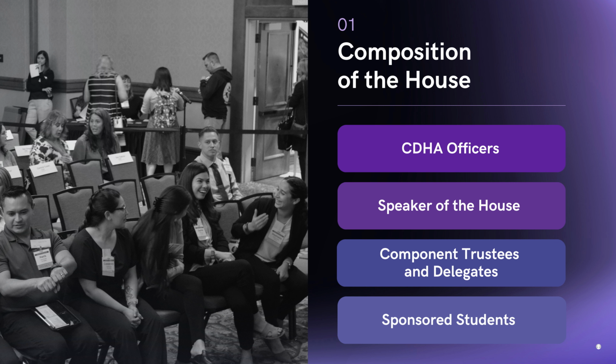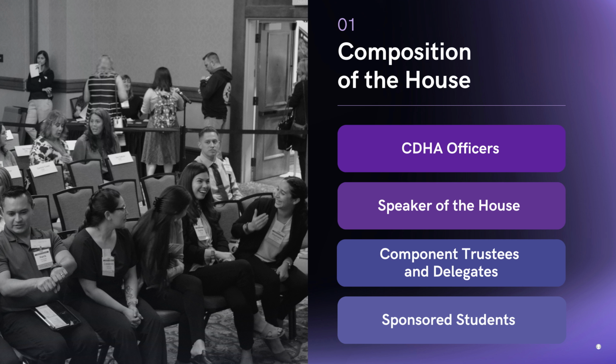Each of CDHA's components is assigned a certain number of delegates. This number is based on the percentage of membership in the component as compared to the total CDHA membership. The delegate count is determined by the Speaker of the House in conjunction with the management company. The trustee attends as an additional voting member of his or her component and serves as the delegation chair. For example, if component A is determined to have 10 delegates, then the trustee is voting member number 11.